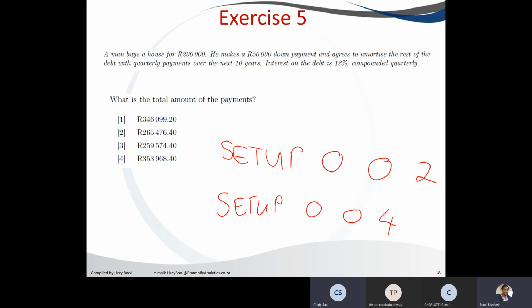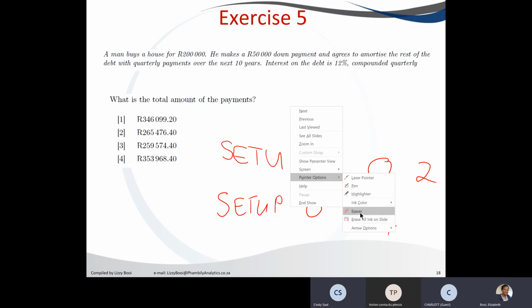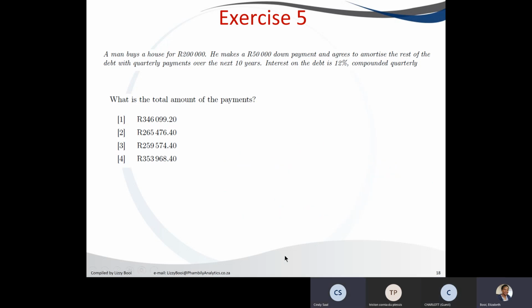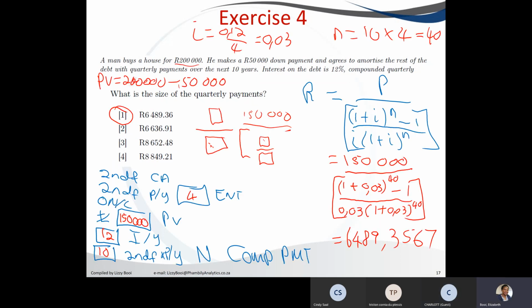The next question is related to the same information that we used previously. Here they're asking you, what is the total payment? Not the payment that we just calculated, but they just want to know what is the total payment. So since you have the payment and you know for how long you are making the payment, you're going to take this payment, multiply by 40, and it should give you the total payments.